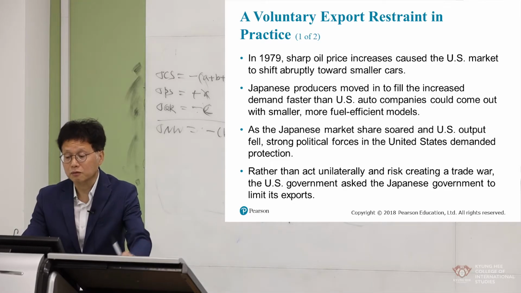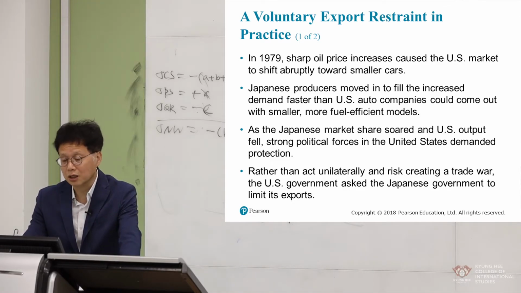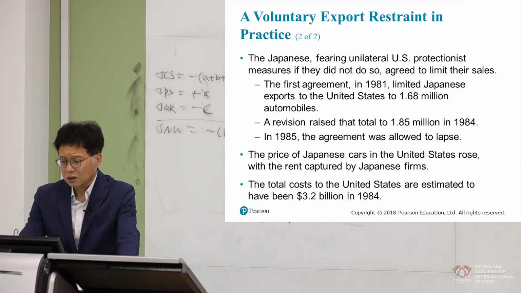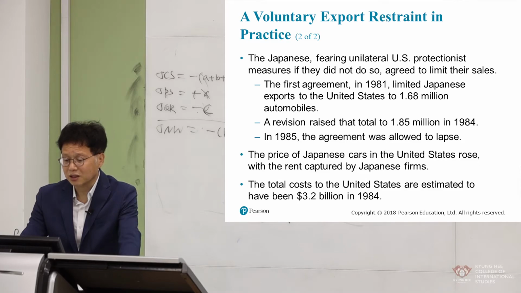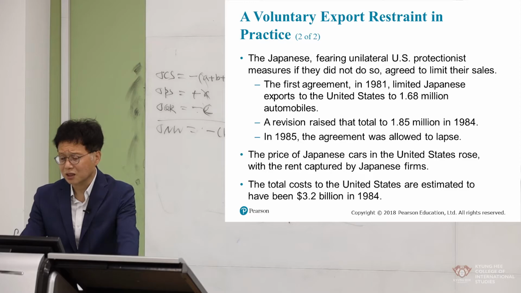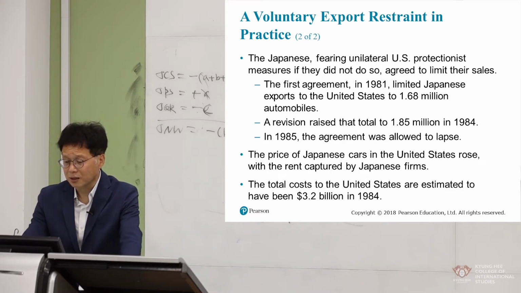The same thing happened for Korean car exports to the United States, right? The Japanese at the time, fearing unilateral U.S. protectionist measures if they did not do so, agreed to limit their sales. The first agreement in 1981 limited the Japanese exports to the U.S. to 1.68 million automobiles. A revision raised that total.